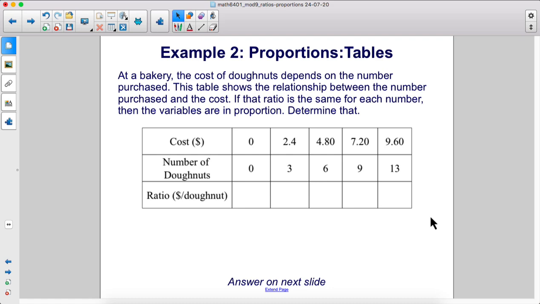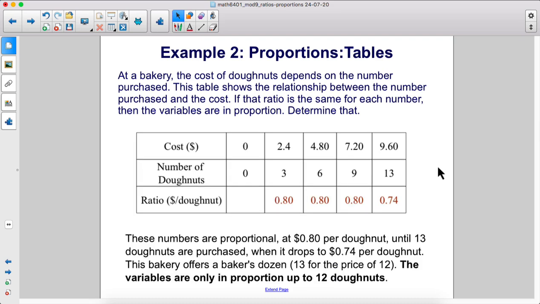At a bakery, the cost of donuts depends on the number purchased. This table shows the relationship between the number purchased and the cost. If that ratio is the same for each number, then the variables are in proportion. Determine that. These numbers are proportional at 80 cents per donut until 13 donuts are purchased. Then it drops to 74 cents per donut. This bakery offers a baker's dozen, 13 for the price of 12. The variables are only in proportion up to 12 donuts.